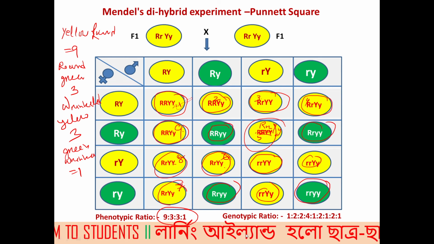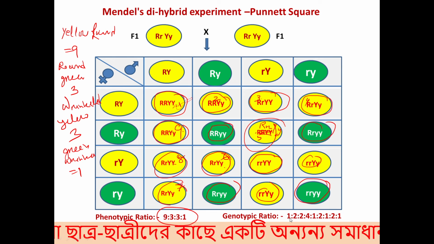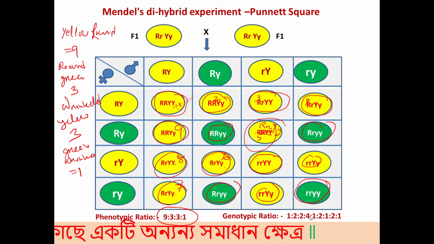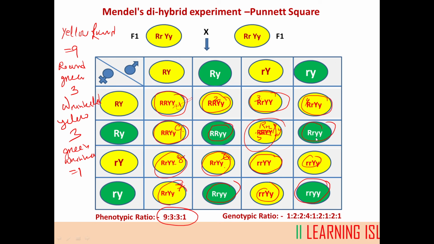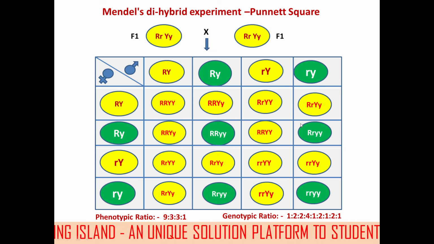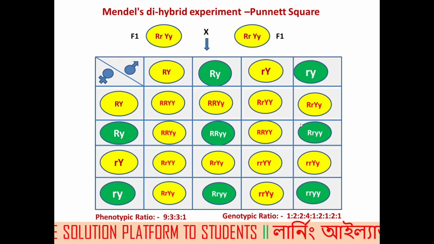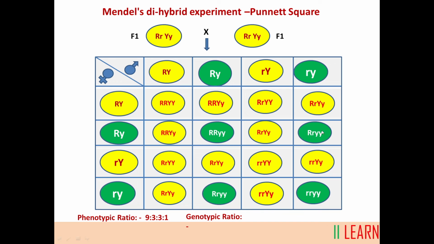Now what is the genotypic ratio? So genotypic ratio is, if I go inside and check the gene level, then I will get this ratio. This is 1:2:2:2:2:4:1:2:2:1:2:1. So how I got this ratio, I will show you in the next slide. So let us go to the next slide to understand the genotypic ratio. I think you have understood the phenotypic ratio. So please write it down or pause the video and note it down, and also you can take a screenshot.